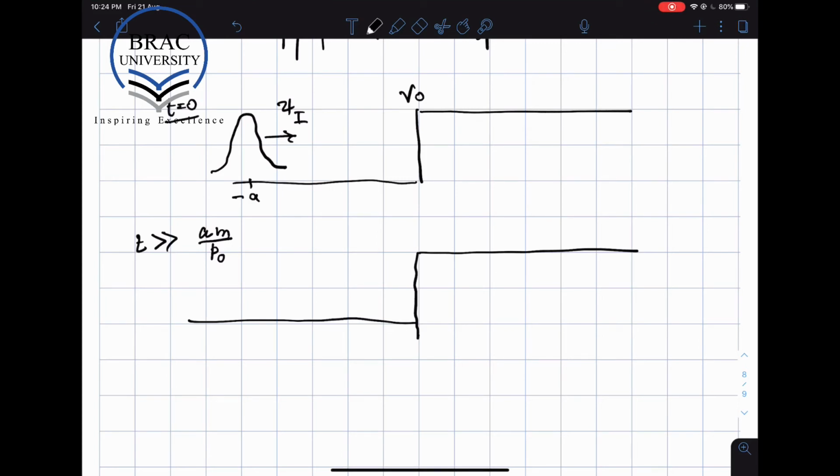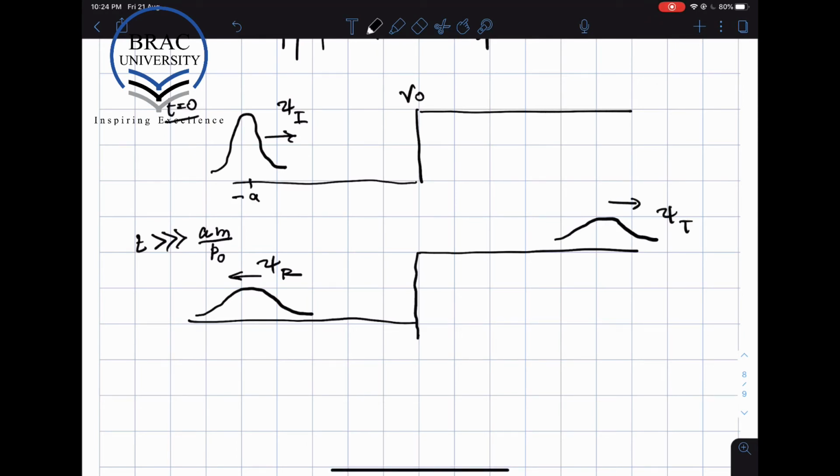And so on a time scale which is much larger than that, the wave function will be split into two parts. There'll be the reflected part, which will be moving in that direction. Let's call that psi r. And there would be a transmitted part, and that will be called psi t.